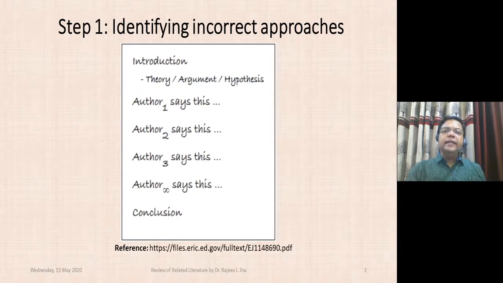Step 1 is identifying incorrect approaches. Most students correctly begin with an introduction where they might discuss their overall purpose, hypothesis, and so forth. But then they will begin the first paragraph with "Author 1 says that." Then the next paragraph they will say "Author 2 says this," making each paragraph about a separate author.